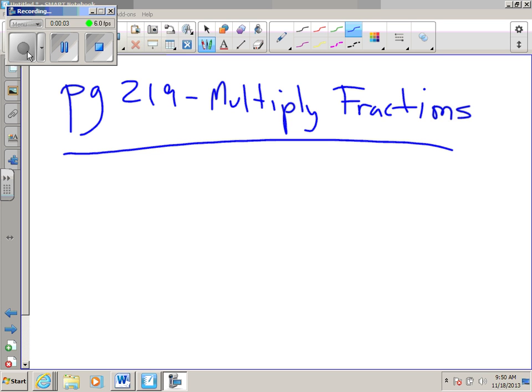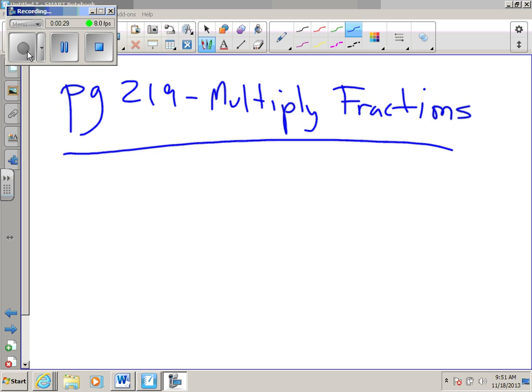Multiply fractions. We are shifting gears from chapter 4. We did a lot of adding and subtracting with fractions. To chapter 5, we'll do a lot of multiplying and dividing with fractions. Much like integers, positives and negatives, some students prefer the multiplying and dividing to the adding and subtracting.